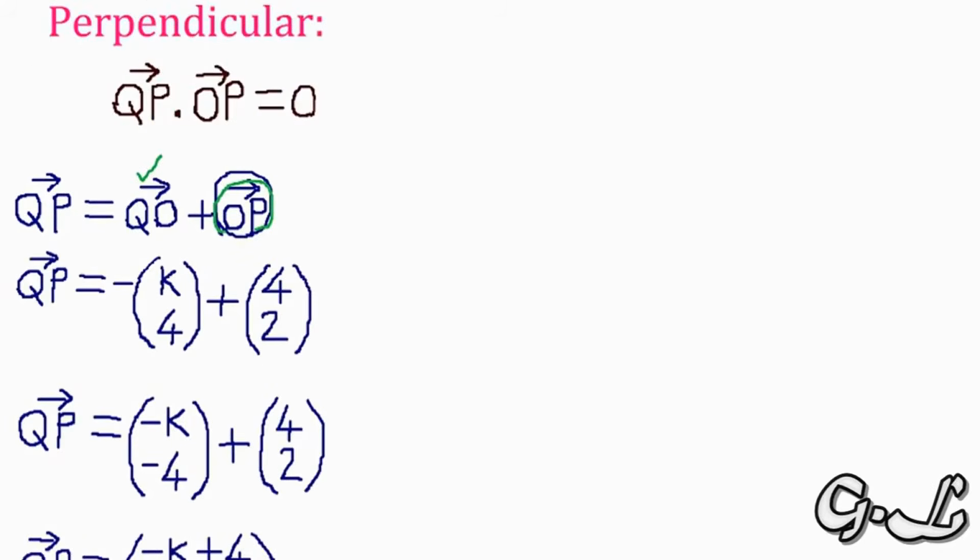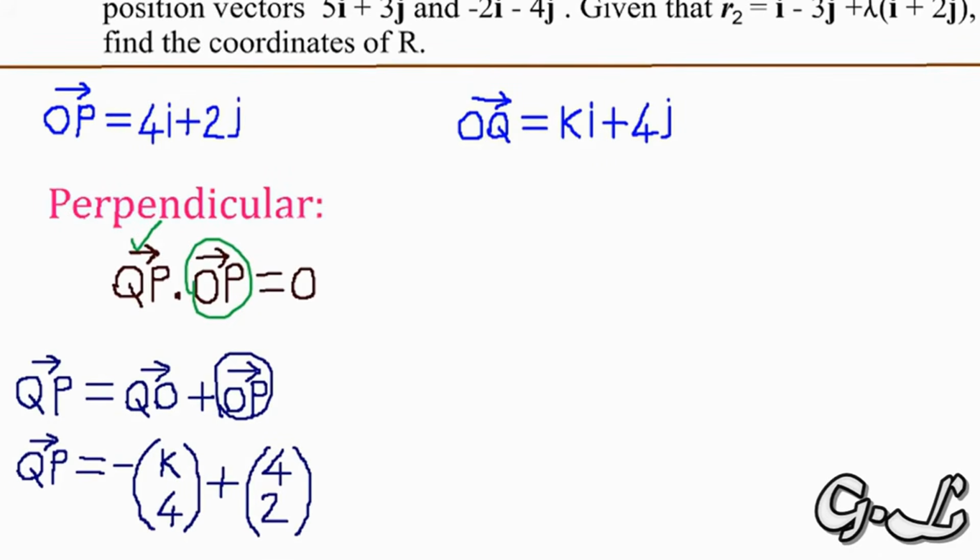Okay, so now at this stage, we have now found the vector qp. That is what our main interest was. Now what about vector op? Do we have it? Yes, we have the expression for vector op, so we don't need to worry about that. We can now easily say that the dot product of qp and op is equal to 0, simply because we have all the expressions which are necessary. So vector op is simply equal to 4i plus 2j. That is what we have.